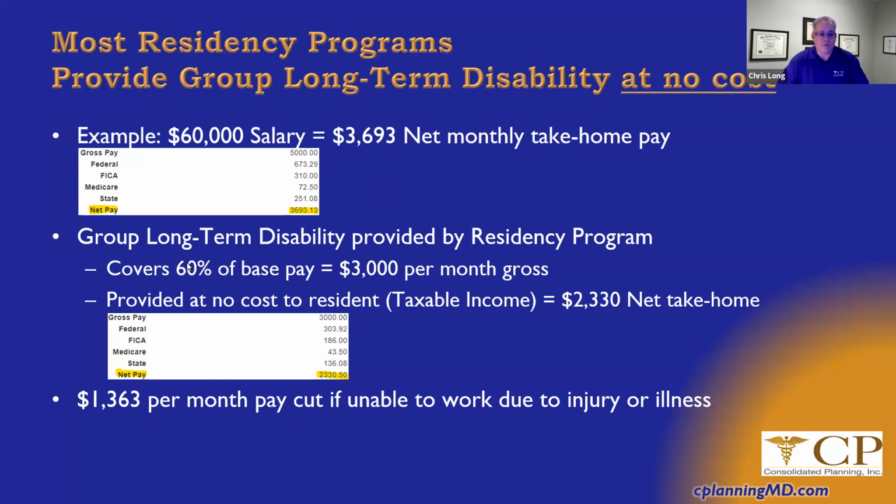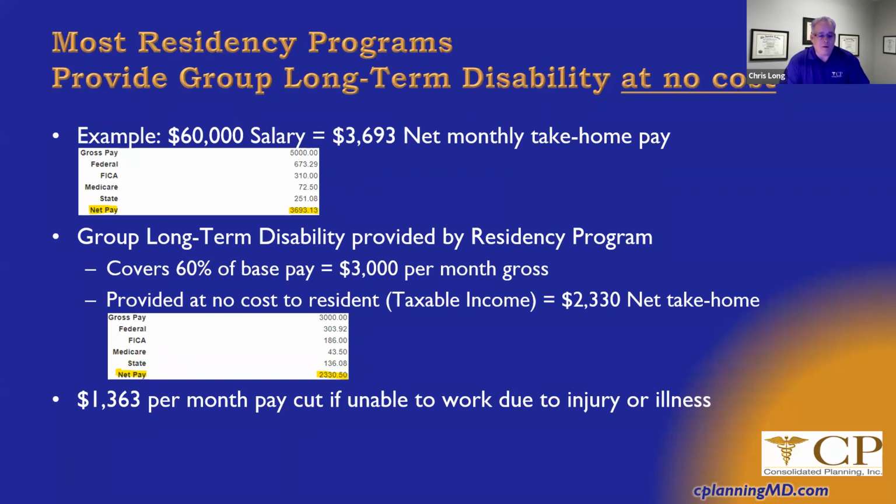Okay. So let's say we look in your benefits book and it says that you have group long-term disability provided at no cost that covers 60% of your base pay. Well, 60% of $60,000 is $36,000 a year. So that's $3,000 a month of gross income if you're totally disabled.